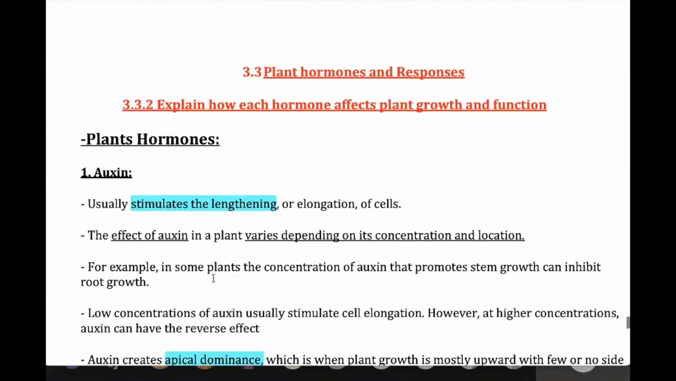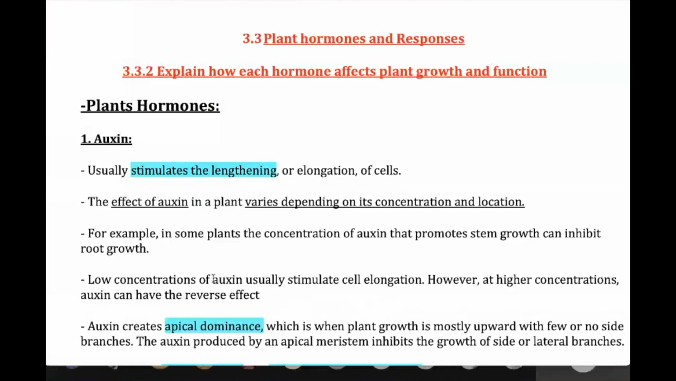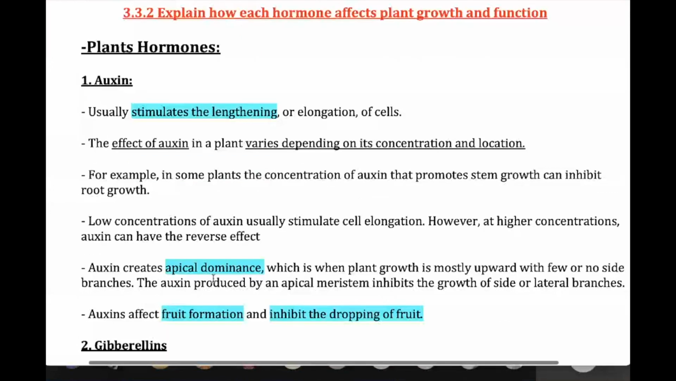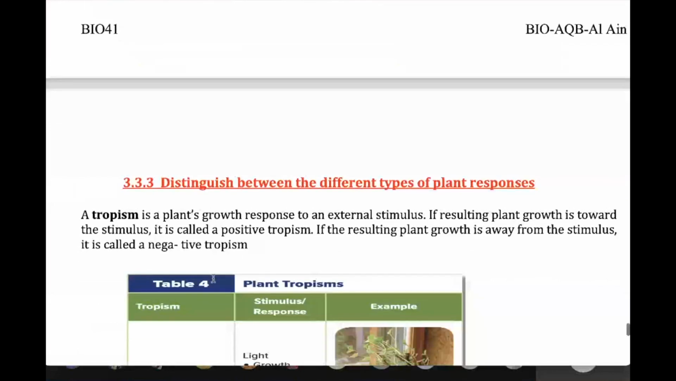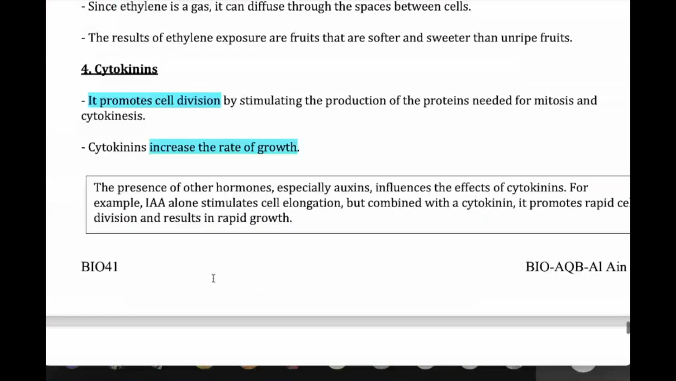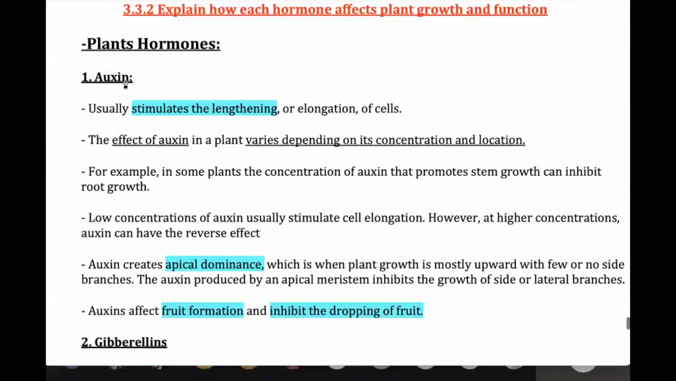This is the second last topic, and it is a very easy topic: plant hormones and responses. First of all, we need to know that there are five plant hormones that we studied: auxin, gibberellin, ethylene, cytokinin, and abscisic acid. One by one, quickly, we will highlight the main functions, starting with auxin.